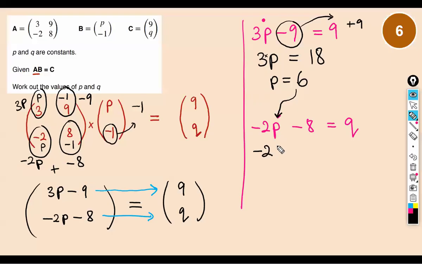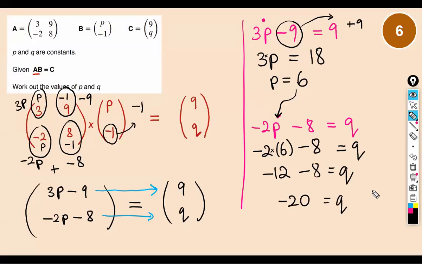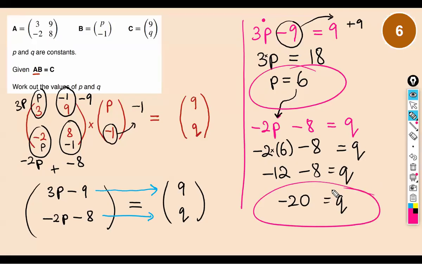Now that we know p is 6, we replace that 6 over here. Minus 2, because we now know p is 6, minus 8 is equal to q. We could work out this side and get q. Minus 2 multiplied by 6 is minus 12. You have the minus 8 here. Minus 12 minus 8, bam, minus 20. We're finished, right? At the end of the day, we could say p is 6 and q is minus 20. Right? And a lot of people did send that answer. So that's really encouraging. Right? Look for a mistake.